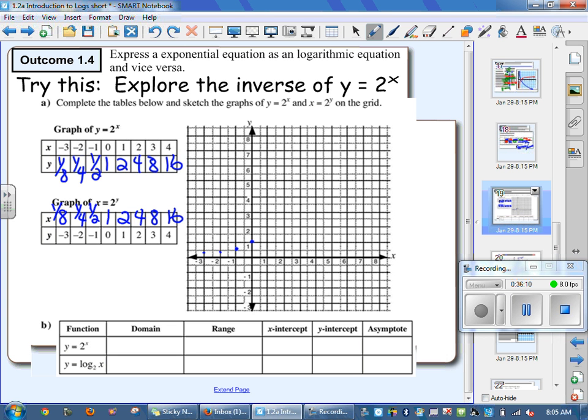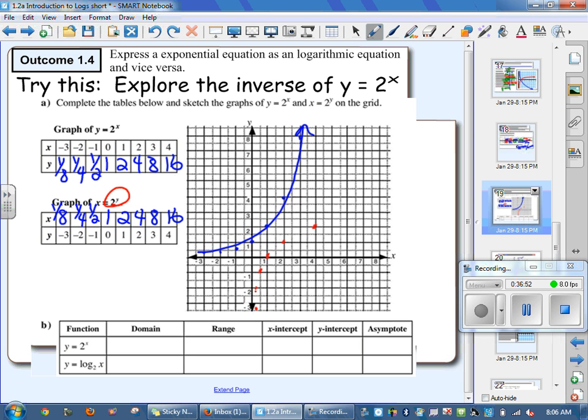Now we're going to do our exponential graph of the inverse function. So our 2 to the y. So that one's going to be exactly opposite. So we're going to have this guy down here coming down here. Okay, so we're going to notice this is going to come up like that.